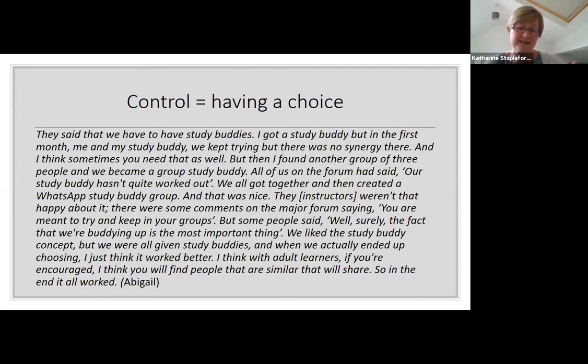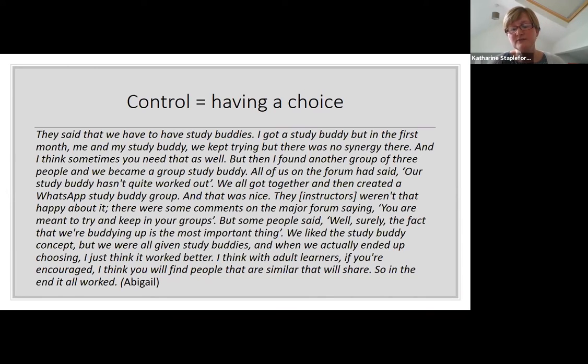So in this example, Abigail and her peers were able to overrule or go against the structure. They went the wrong way, exercised their agency, took control, and created for themselves a more productive learning experience. And as she says, in the end, it all worked.